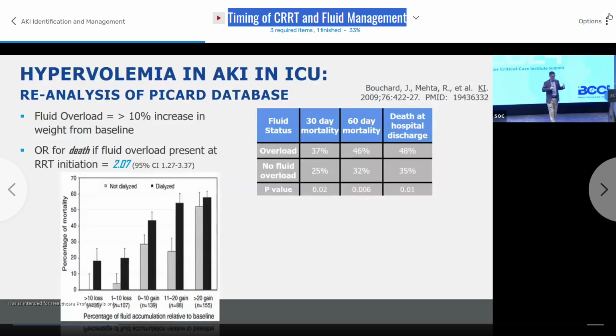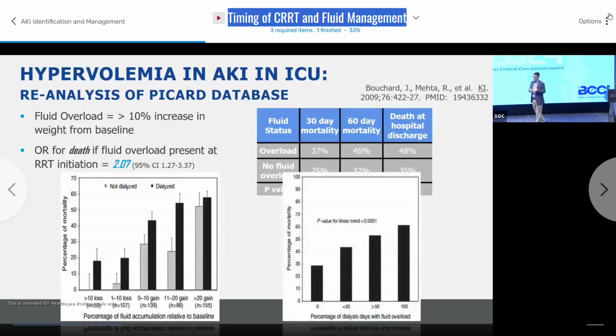And in fact, losing weight was actually the best because you probably were not only not gaining fluid during the hospitalization, you may have lost it, which is a little paradoxical because you're also potentially losing muscle. The percentage of fluid overload was also important. So the more fluid overloaded you were, and the more days you spent fluid overloaded, the more likely you were to die. So this suggests that if we are fluid overloaded, we need to work to become not fluid overloaded.